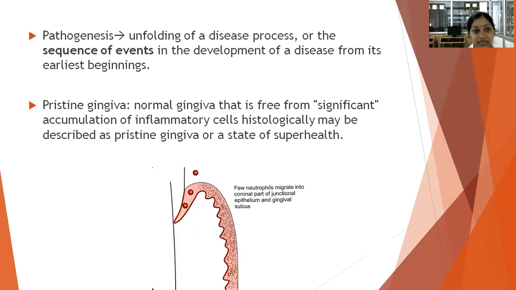Now, the next term is pristine gingiva. The normal gingiva that is free from significant accumulation of inflammatory cells, that is, when viewed histologically, there is absence of inflammatory cells, and in that case, that type of gingiva is called pristine gingiva, or a state of super health.